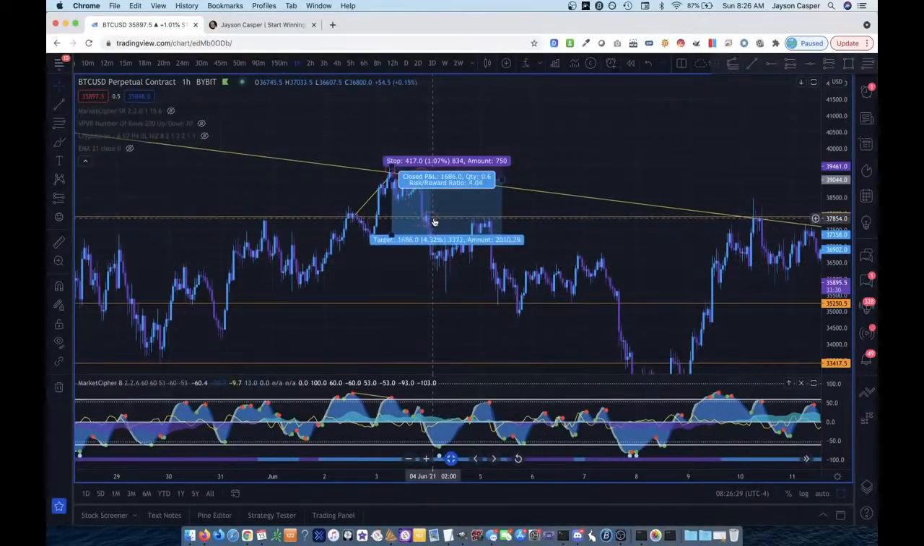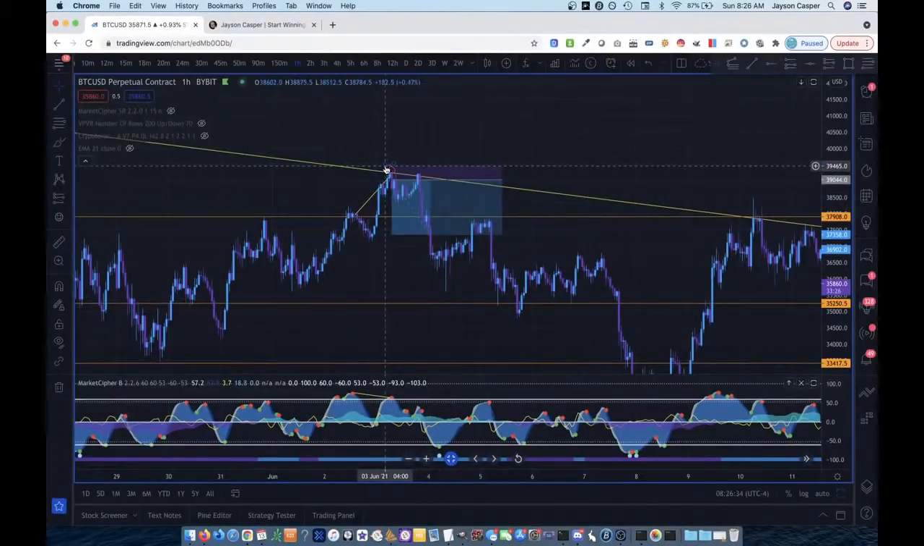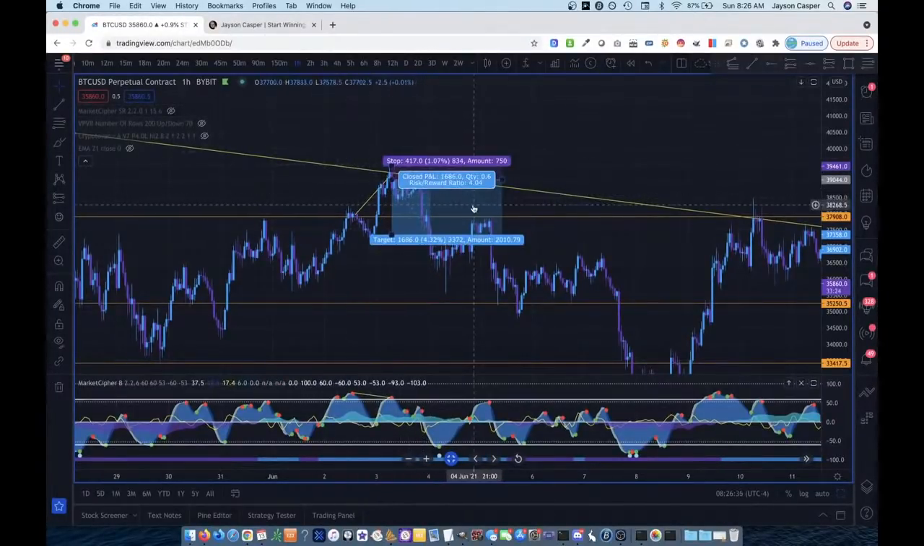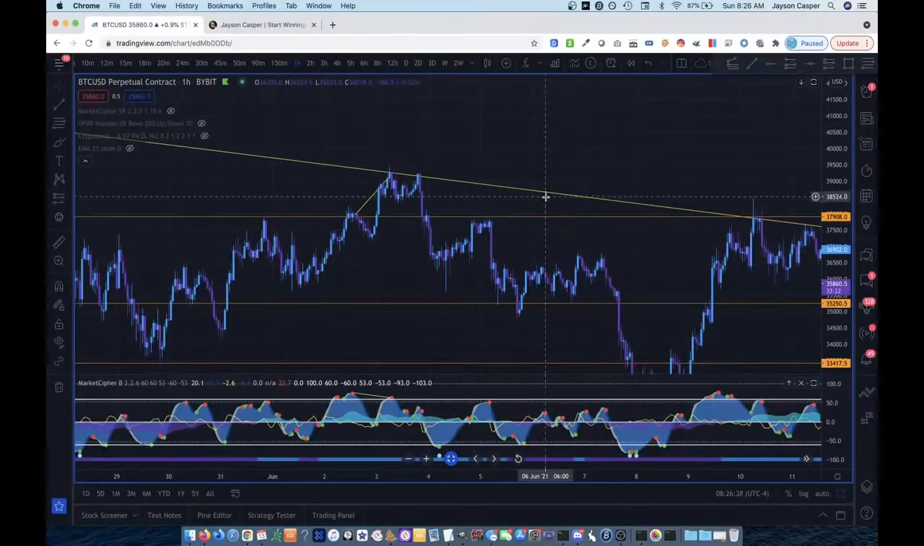What's the difference between knowing if price is retracing or actually changing trend? It's looking at, are we printing a higher high, or is this still a lower high? Is it a higher high or a lower high?